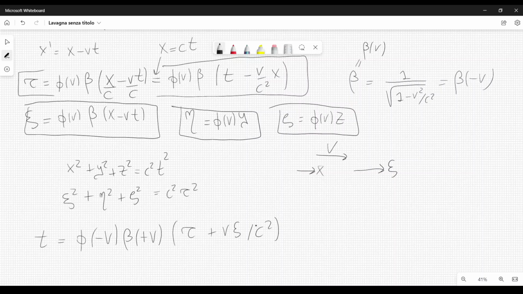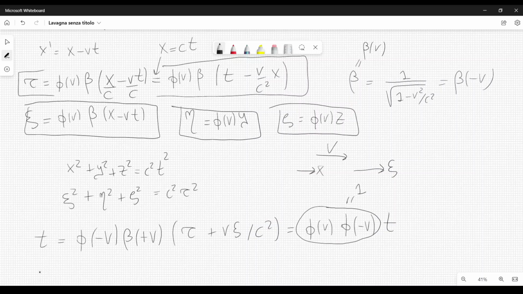And now if you simply substitute the expression for tau and xi that you find there, you can also rewrite this as phi of v times phi of minus v times t. So from here you can easily see that this product should be equal to 1.